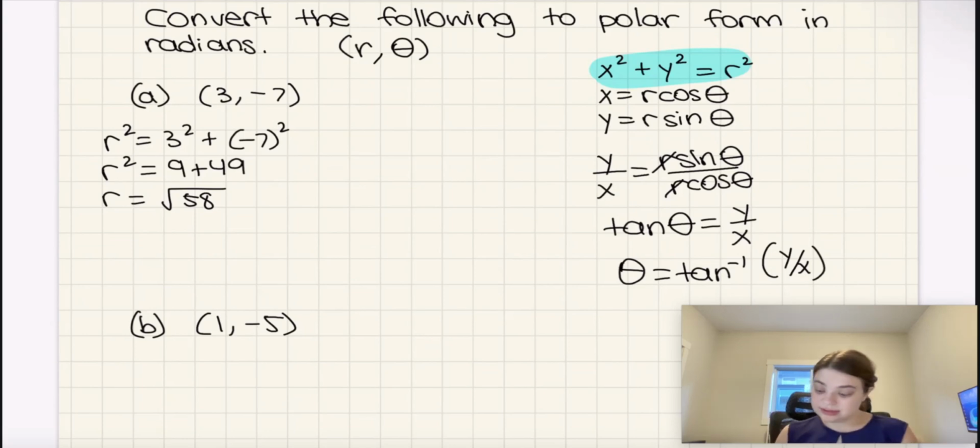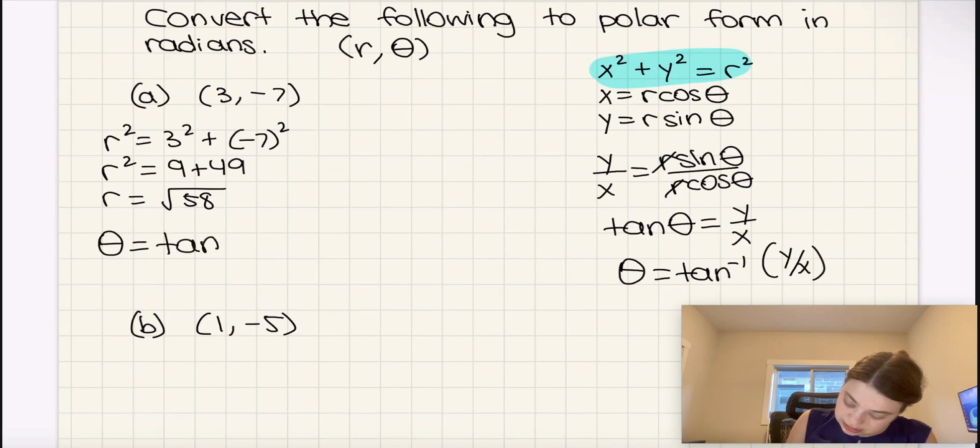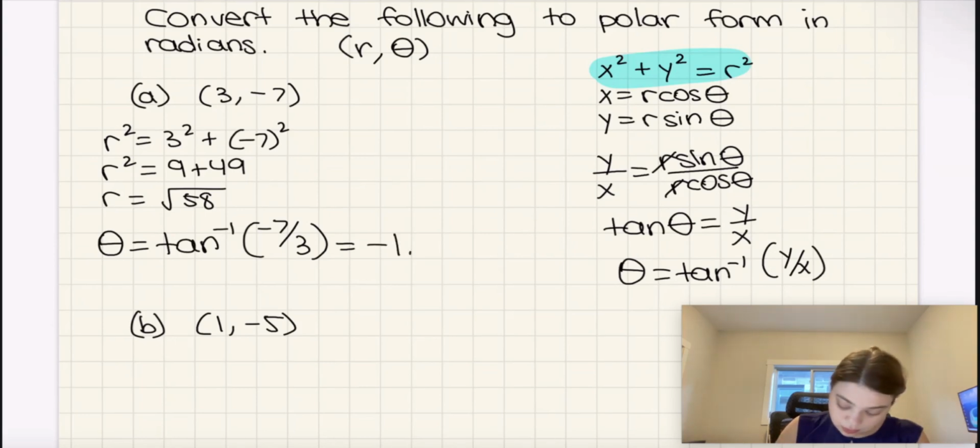In this case, theta is going to be equal to inverse tan of y over x, which is negative 7 over 3. If we type that into our calculator, and make sure your calculator is in radian mode, otherwise it will give you the wrong answer, we get negative 1.17 radians approximately.